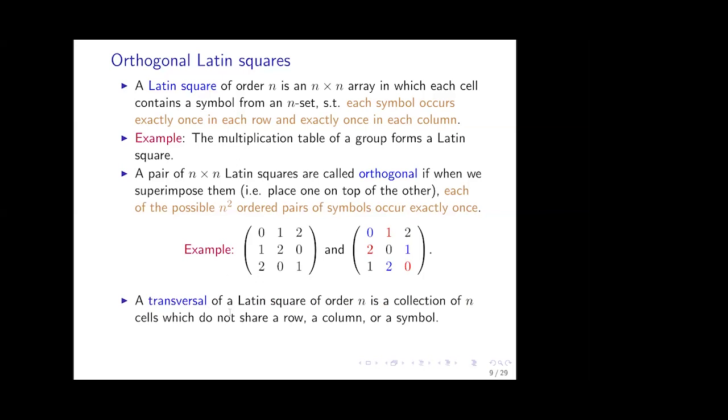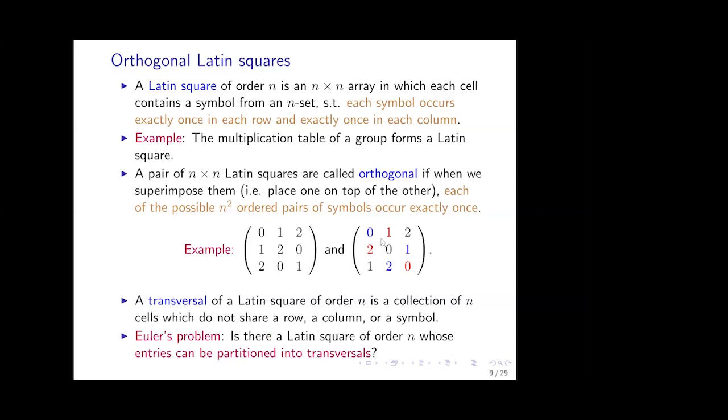A transversal of a Latin square of order n is a collection of n cells which do not share a row, a column, or a symbol. In our last example, we observe the right Latin square of order 3. We can see the 3 blue elements 0, 1, 2 form a transversal of this Latin square because they lie in different rows, different columns, and they are 3 different elements. And similarly, the 3 red ones form another transversal, and the 3 black ones form another transversal.